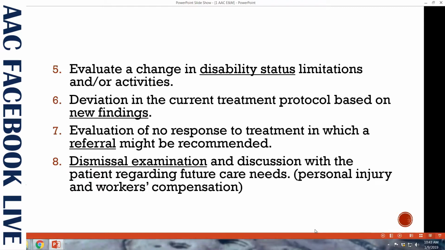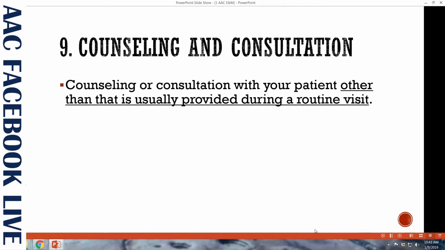But here's an area where I think we miss, and this is the part I want to deal with specifically when we talk about evaluation and management. The management part could be counseling and or consultation. Now let's define that. Counseling or consultation with your patient, other than that, is usually provided during a routine visit. So I do want to clarify, it is appropriate and common to do a little bit of counseling with your patient, or quote unquote consultation, each and every visit, talking to them about maybe some dietary changes, sleep habits, other habits around the house, changing posture. That's included in the day-to-day.